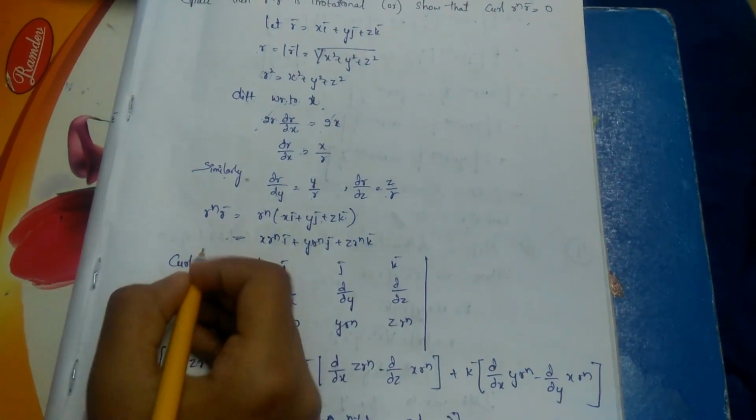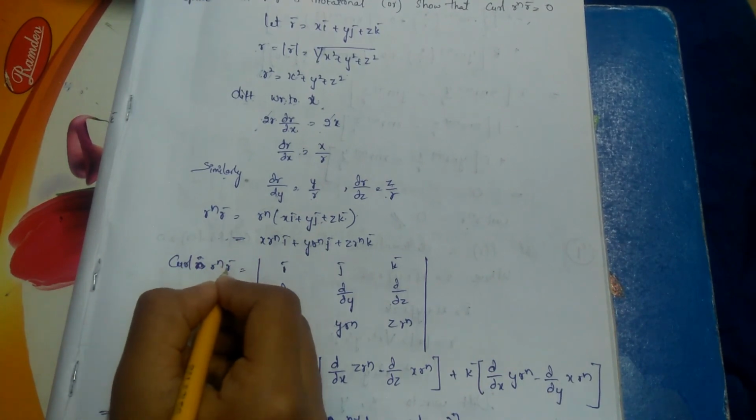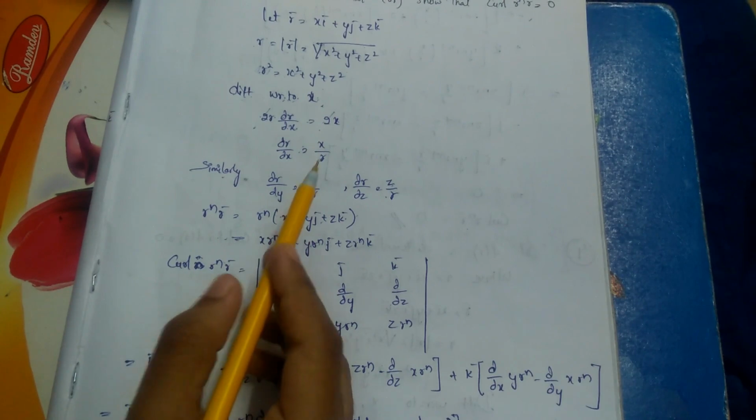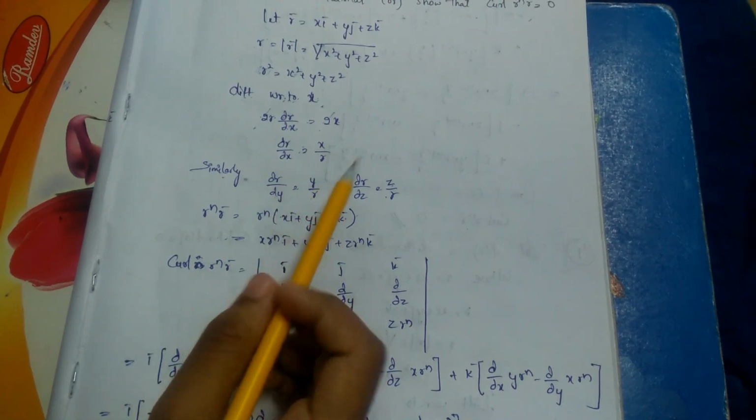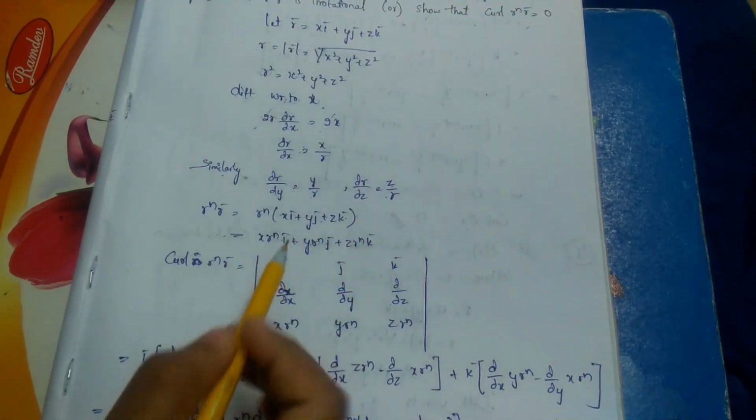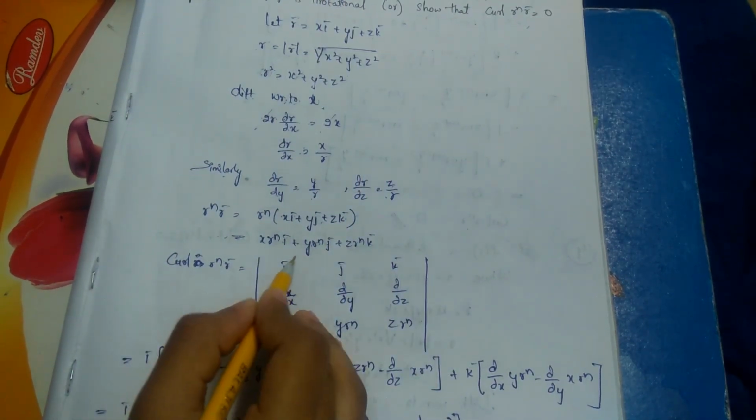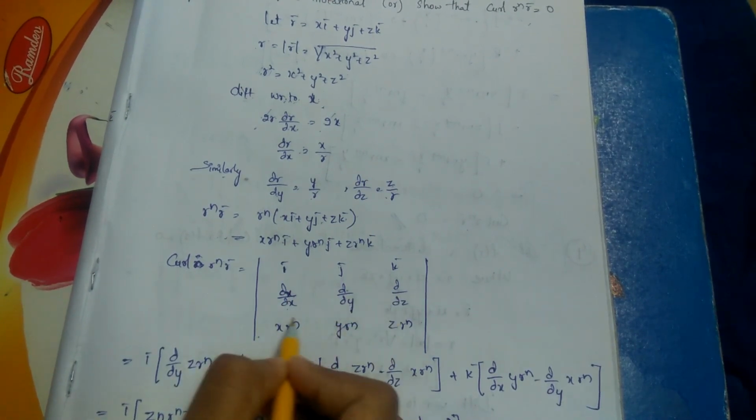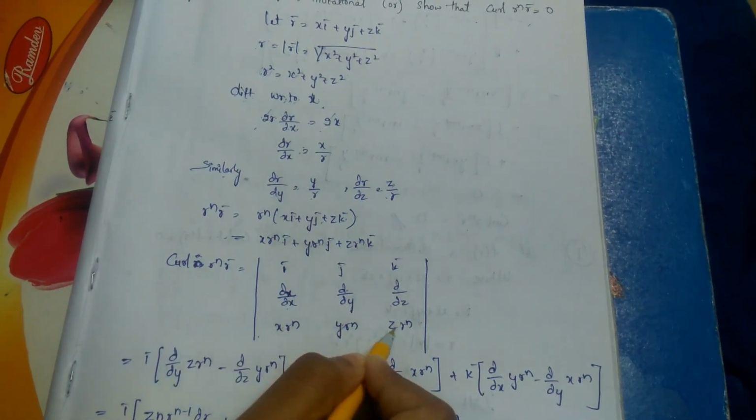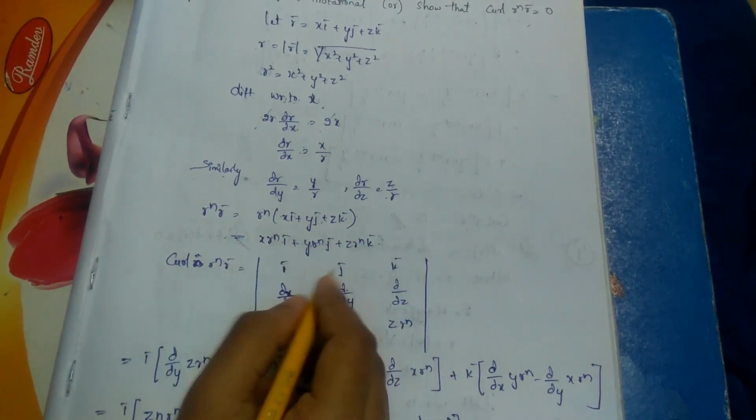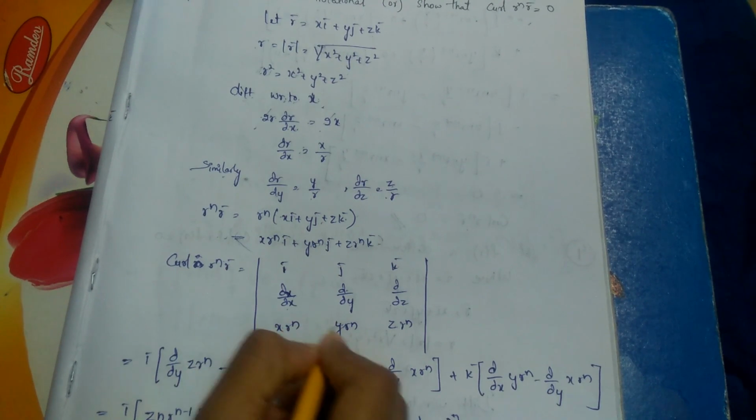So if curl of r^n r-bar is equal to 0, then we can say that it is irrotational. Anyhow it will be equal to 0, because in the question they asked us to prove that it is irrotational. So here we have to find the determinant of i-bar, j-bar and k-bar, del by del x, del by del y and del by del z, and the components r1, r2, r3. For example, assume this total vector as r-bar vector. So we get x r^n, y r^n and z r^n.